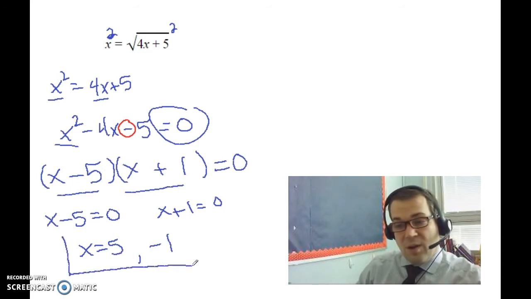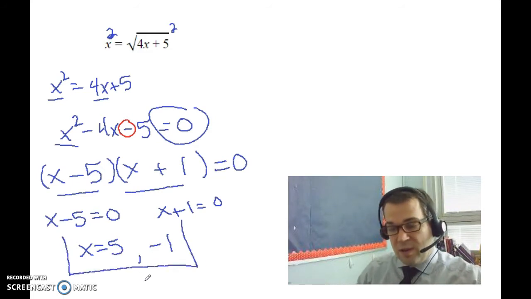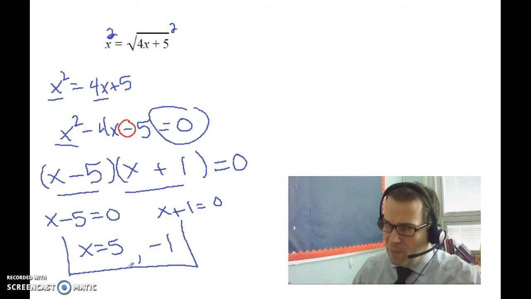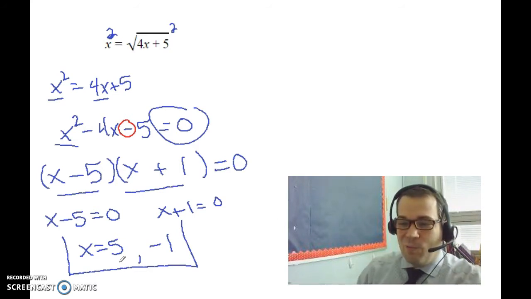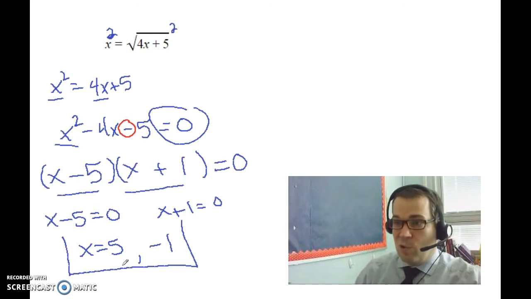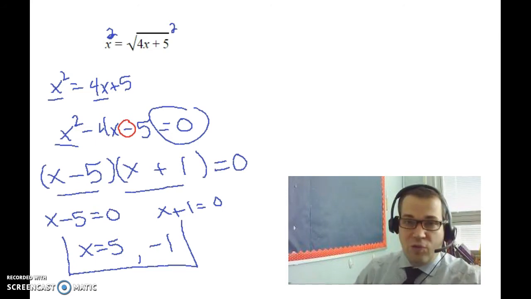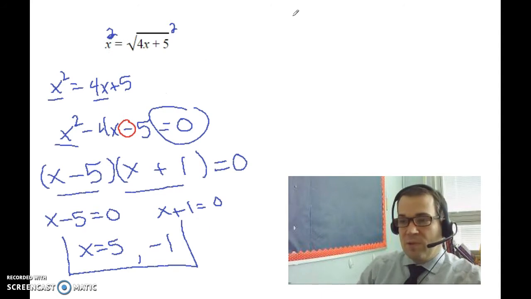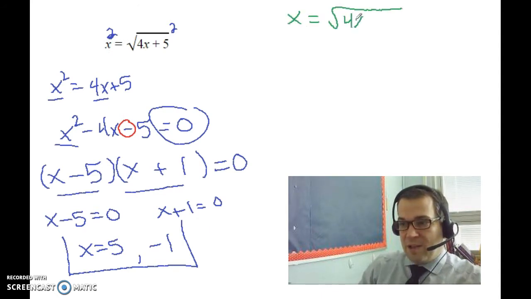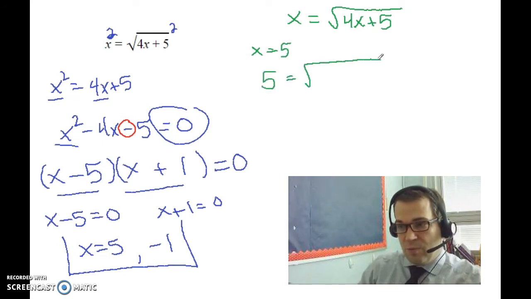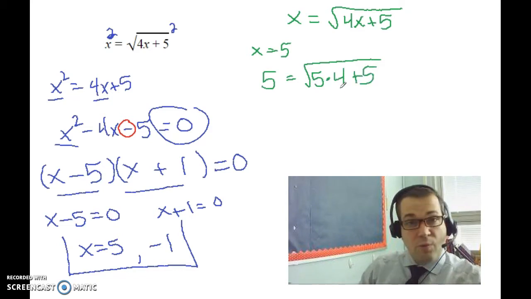Now, we're not quite done yet, even though all my math is pretty good, perfect in fact. Come on. But we might have done all the work correctly and still got answers that don't really work. So we have to check these in the original problem. So the original problem is x is supposed to equal the square root of 4x plus 5. If x equals 5, this turns into 5 equals the square root of 5 times 4 plus 5.